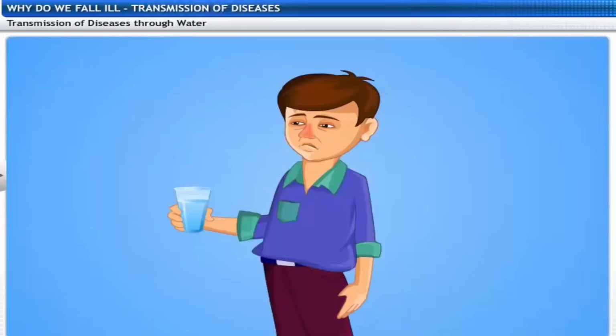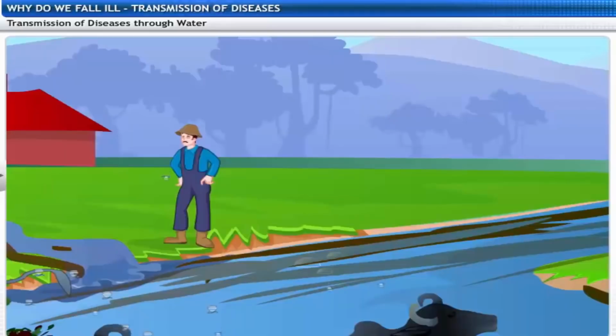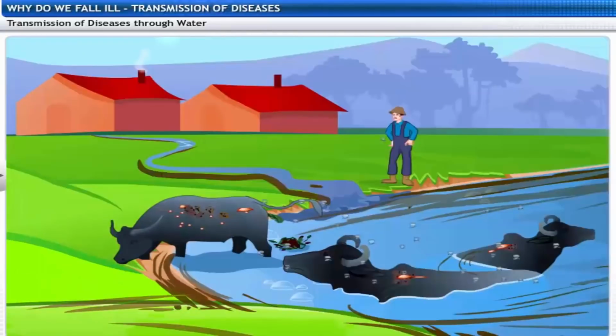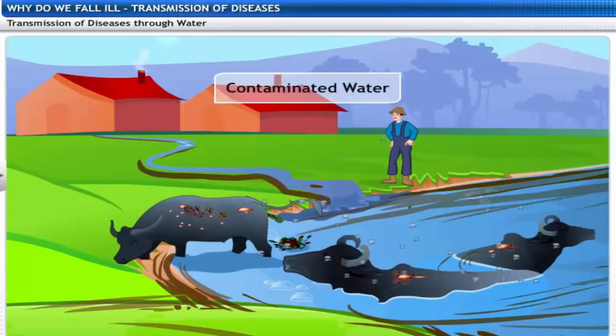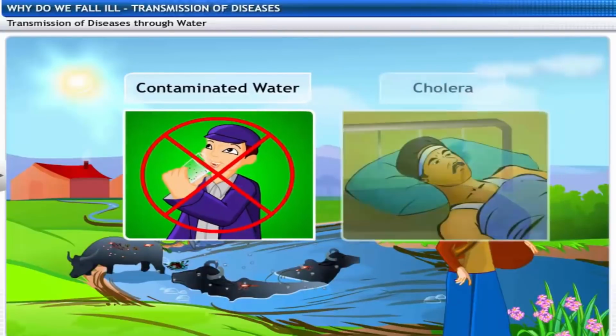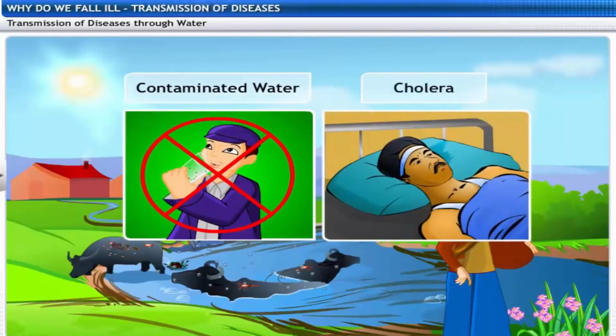Diseases can also spread through water. When the excreta of animals and humans suffering from infectious diseases get mixed with drinking water, it becomes contaminated. This kind of water is not healthy for drinking. Cholera, for instance, is a waterborne disease.